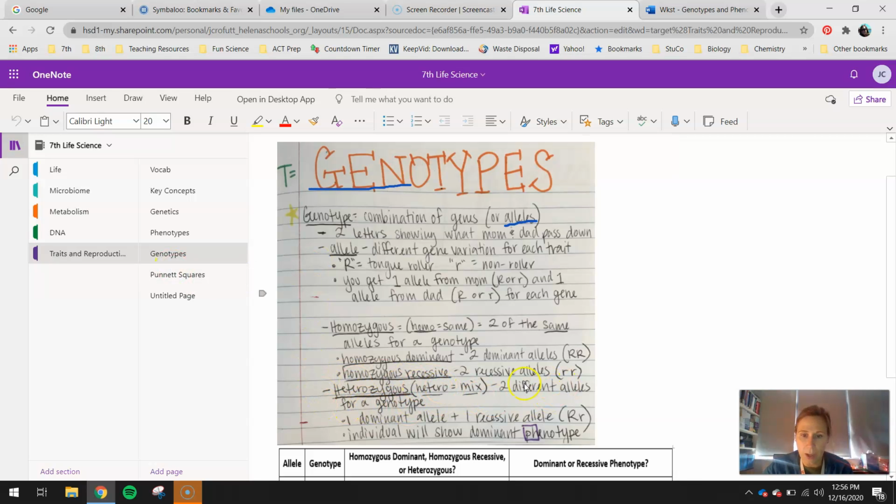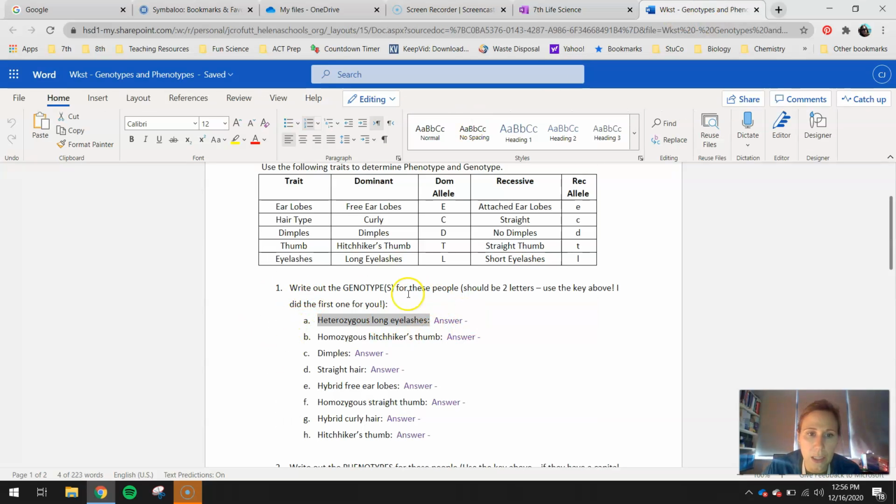Hetero again means a mix where you have 2 different alleles. So you'll always have one dominant allele and one recessive allele, so a capital and a lowercase letter. The individual will show the dominant phenotype, and we'll get to phenotype here in a second. If we look at the letter we are using for eyelashes, it looks like we are using a capital and lowercase L. So if you have the dominant trait, it's a capital L, and you have long eyelashes. And the recessive is short eyelashes. So this is heterozygous. It means a mix. That means it gets one dominant, a capital L from one parent, and then a recessive from the other parent, a lowercase L. So your answer would be big L, little l.